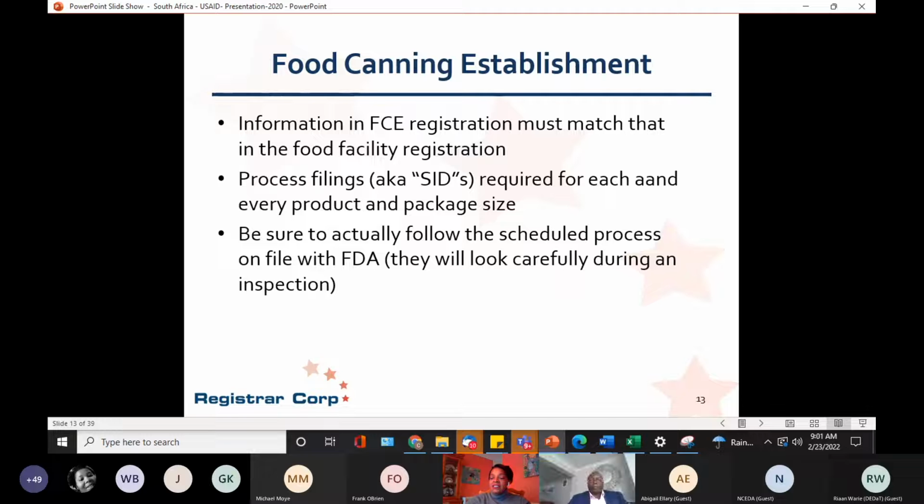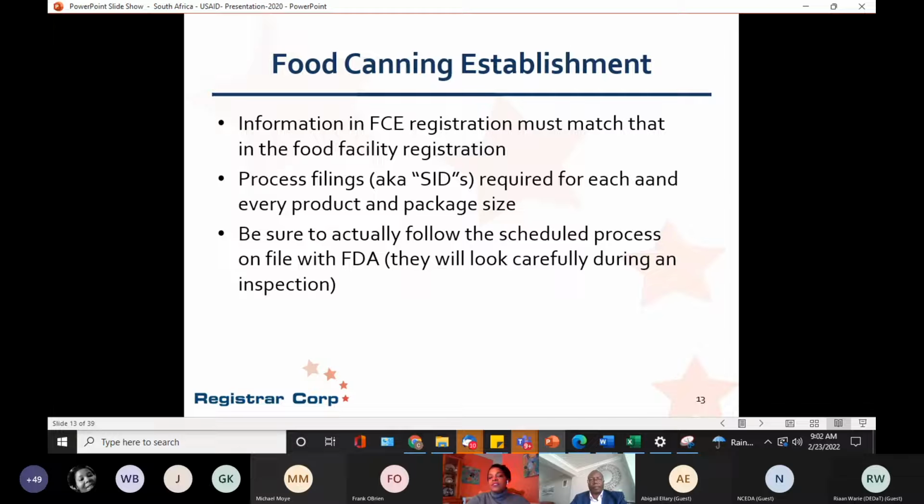That's Food Canning Establishment. That basically labels your facility as a food canning establishment. The SID is a submission identifier, and this is a number that's given to you by FDA, and it is basically saying that FDA has reviewed your processing of that canned good. You have to submit all of the information about how you processed and canned that food, at what temperature, the size of the packaging, and so on.